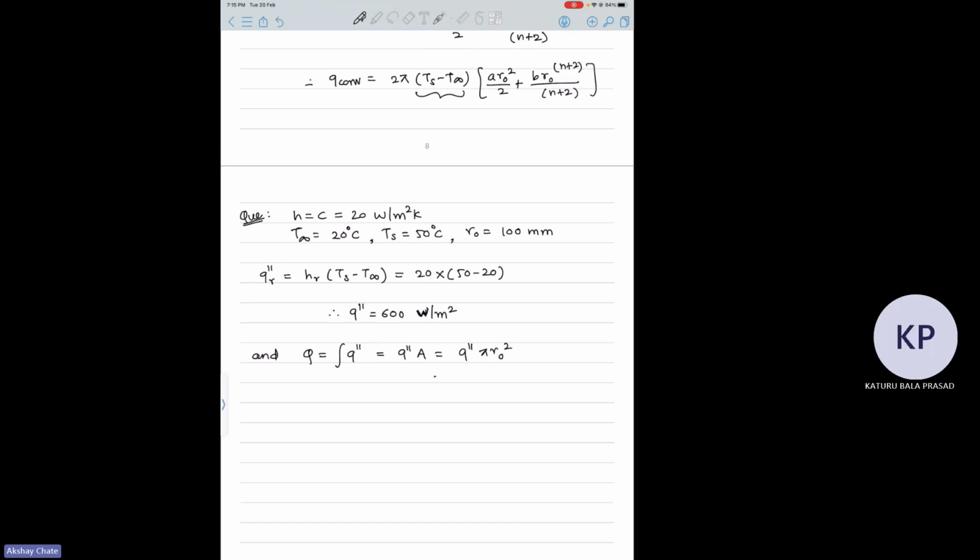So what will be 600 into pi into r naught. R naught is 100 mm, so 0.1, so 0.1 square, that is 10 to the power minus 2. So 6 pi, which is something around 18. I think 18.9 is the correct value. Yeah. Okay.